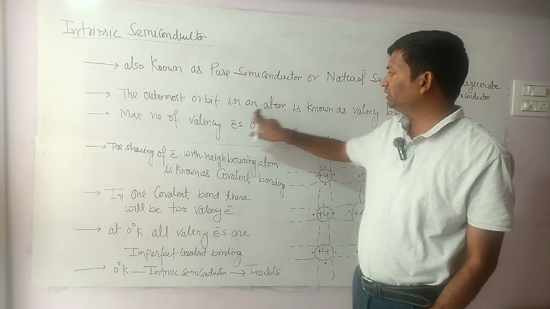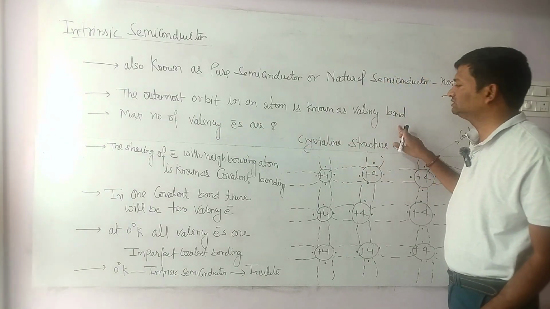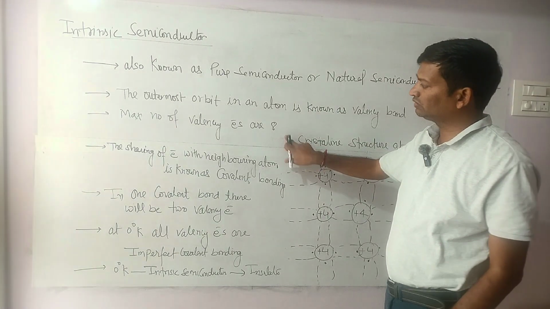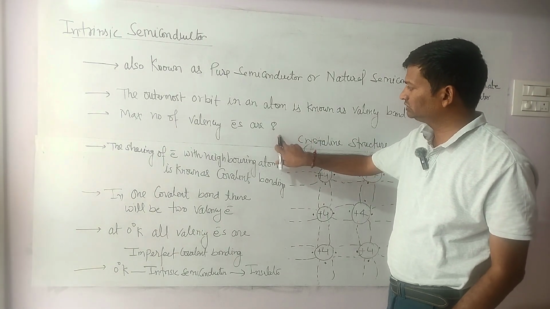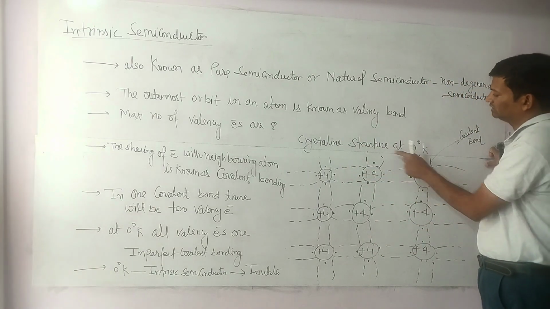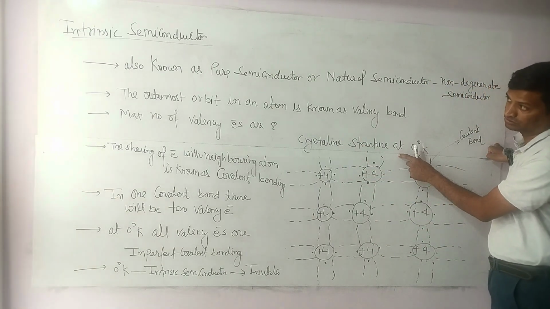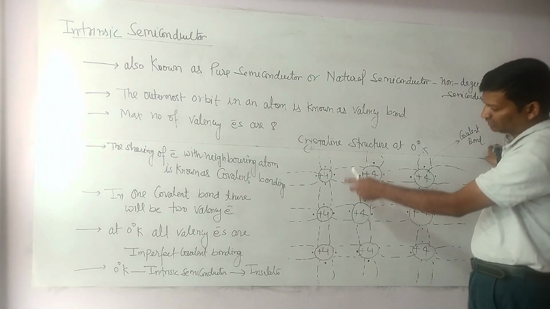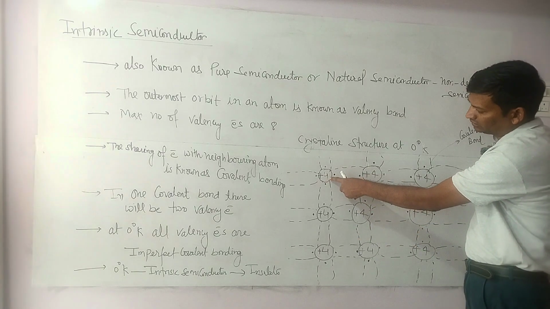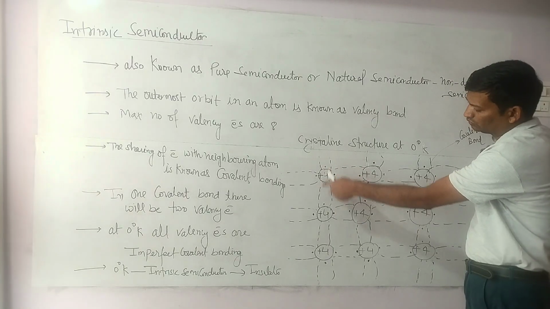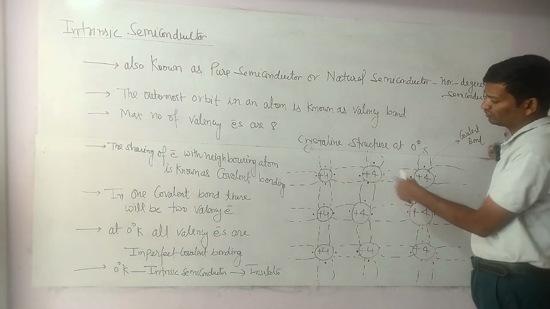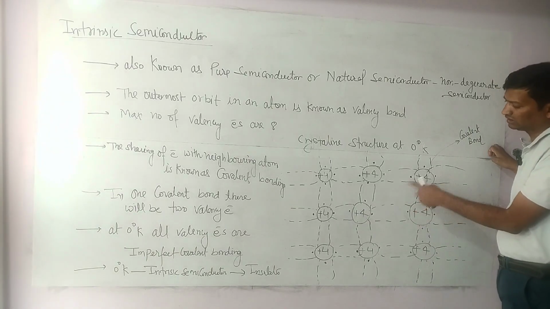The outermost orbit in an atom is known as the valence band. The maximum number of valence electrons at the outermost is 8. So we are discussing the crystal structure at 0 Kelvin of this pure semiconductor. We have the crystalline structure in this form. Every atom has 4 outermost electrons, so we can make this as a whole structure in the crystalline form.